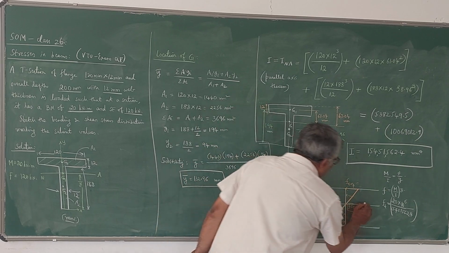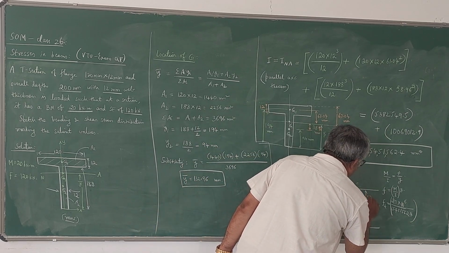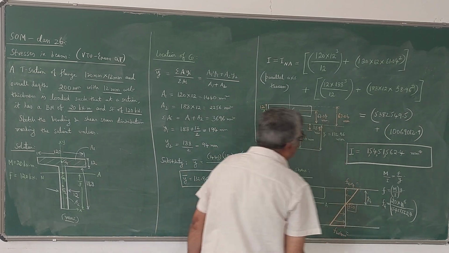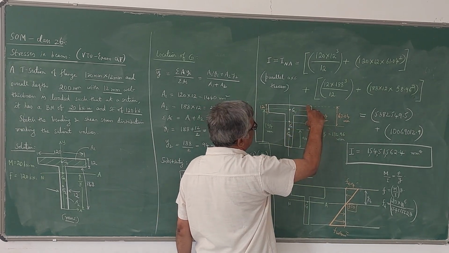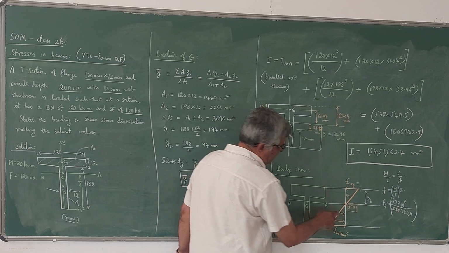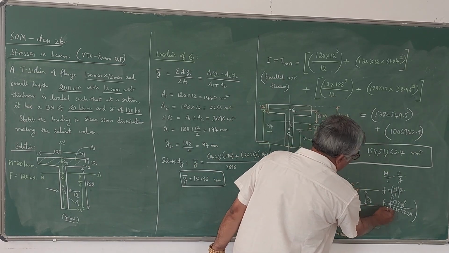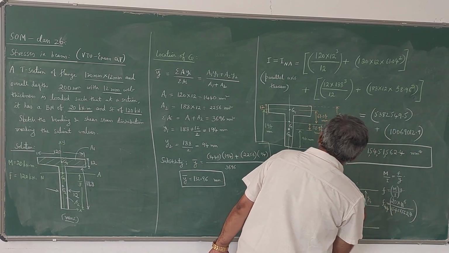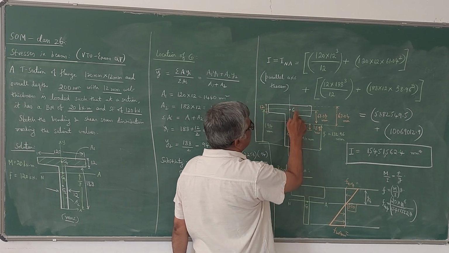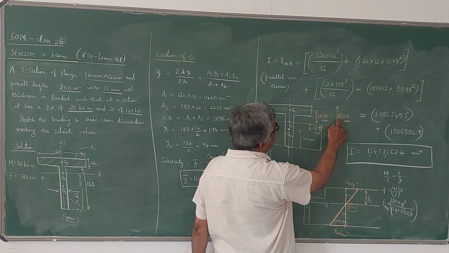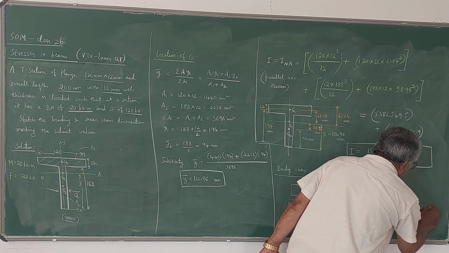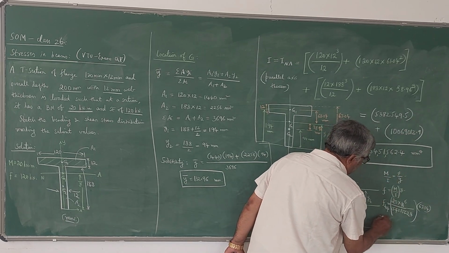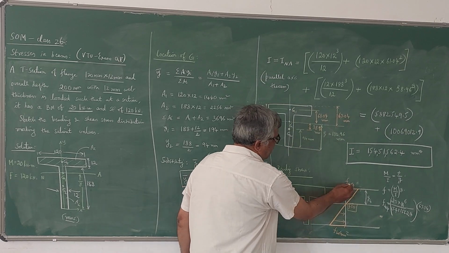Please note that this is y, or you can take it as yt. T means it is top. So we have to take this above the neutral axis, that is this value, 67.04. Now if you simplify this, you will get F top. So that is the stress value here.